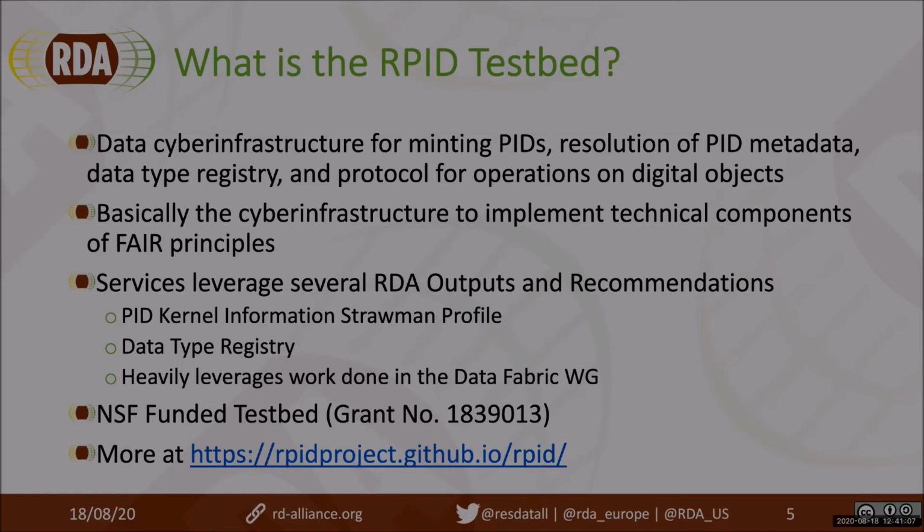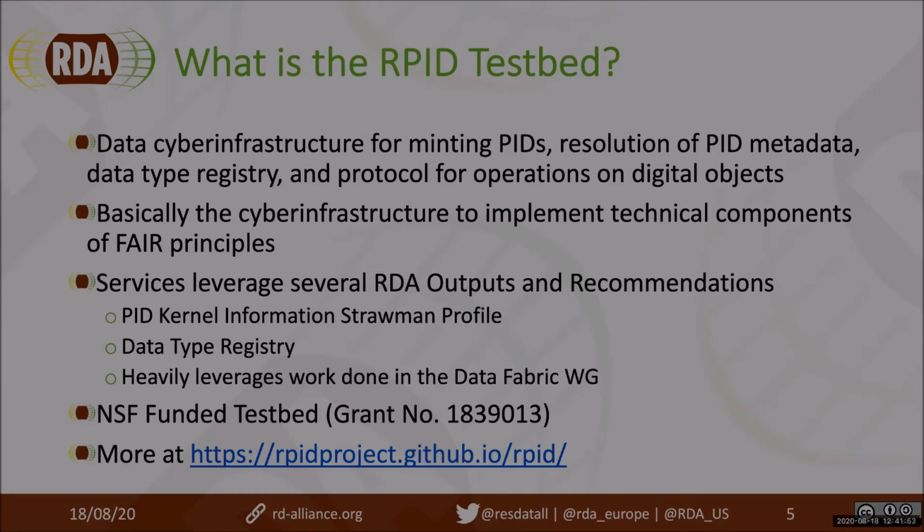So these are the basic cyberinfrastructure components that allow for the green portion of the FAIR principles that I mentioned before. As I said, the portions in black are more for the community to implement and not necessarily technically implementable. It leveraged several RDA outputs and recommendations, including the PID kernel information, a strawman profile which Anthony showed, and the data type registry. All this really came together in a data fabrics working group within RDA, where we started talking about, okay, now RDA has had several outputs. What happens when we try to string these together and make them into a service? And that was the RAPID Testbed.